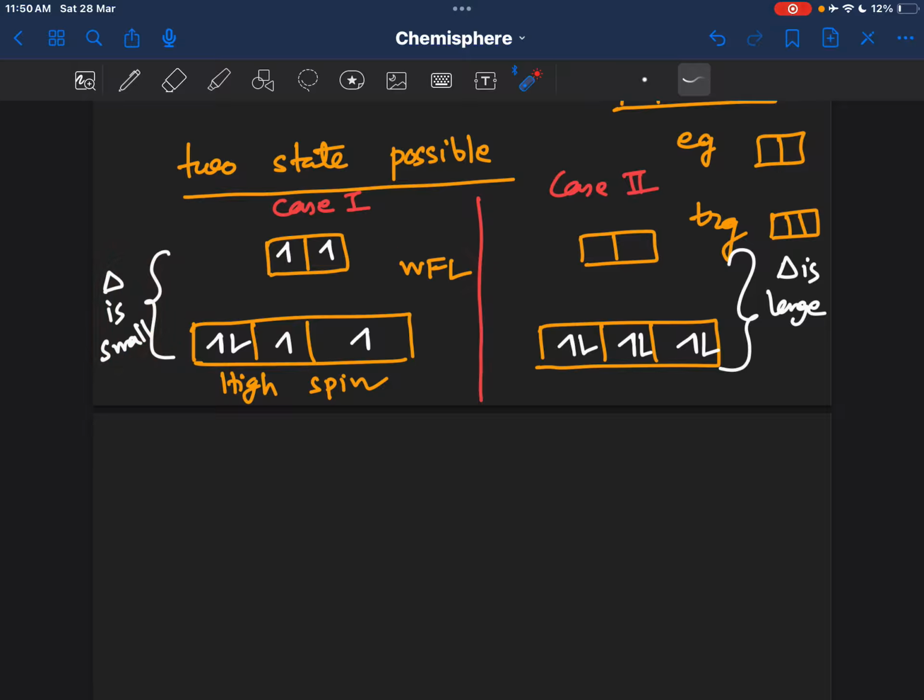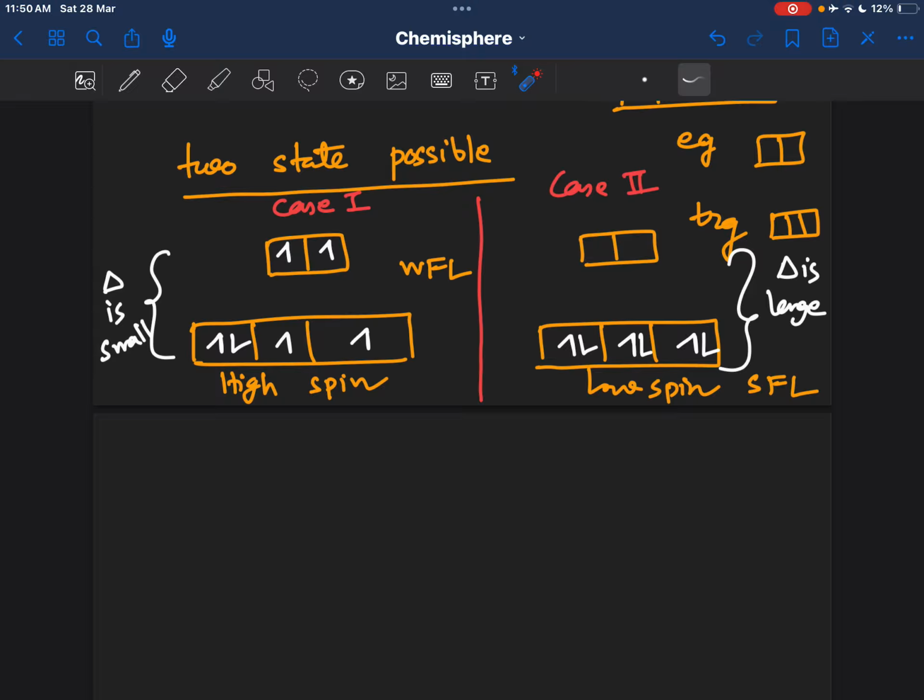Okay, in this case 2, you can see the total spin is 0, because we have electrons of opposite spins in every orbital, so therefore this is a low spin complex, and this is produced by strong field ligands, because in this case the crystal field splitting energy is large, and that must be produced by a strong field ligand.